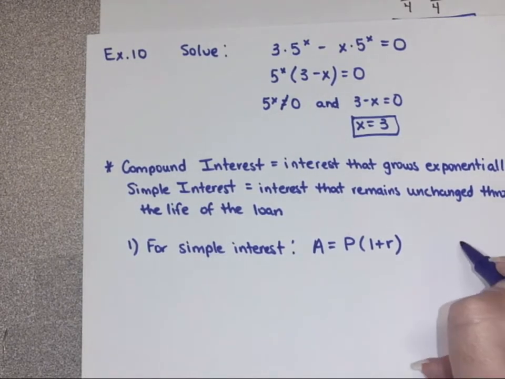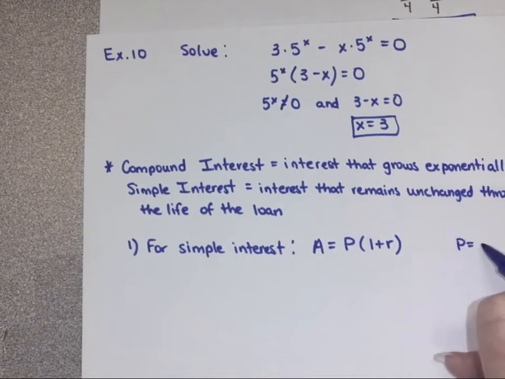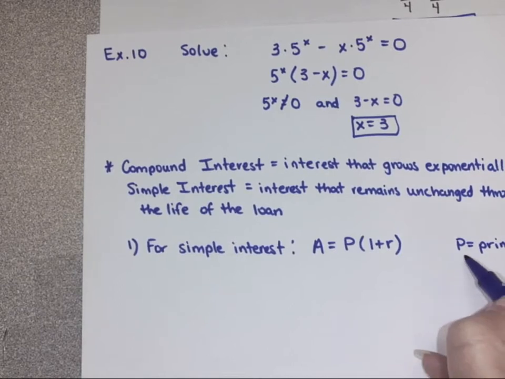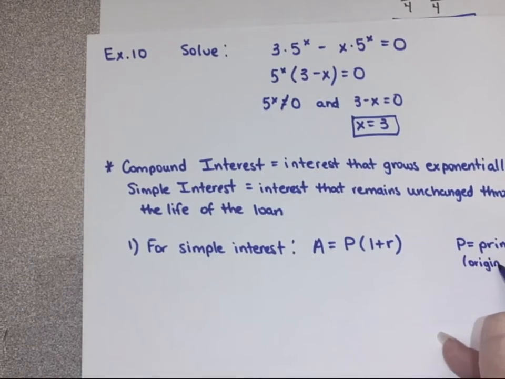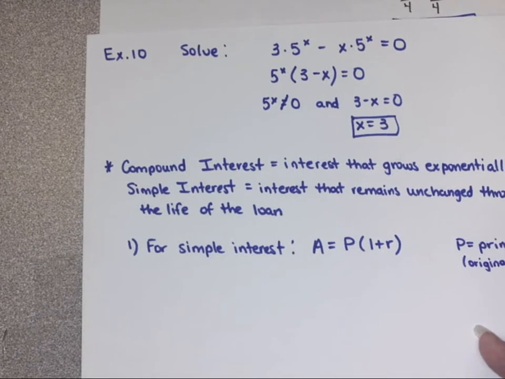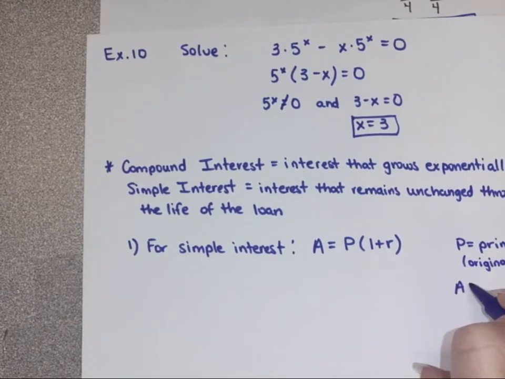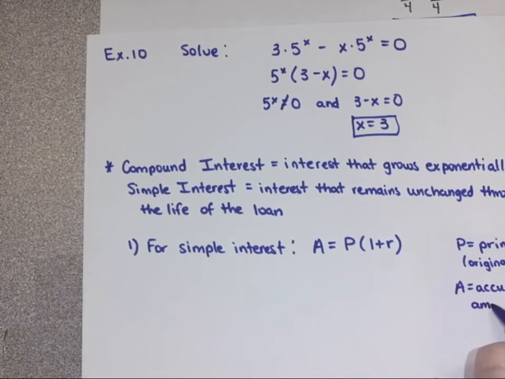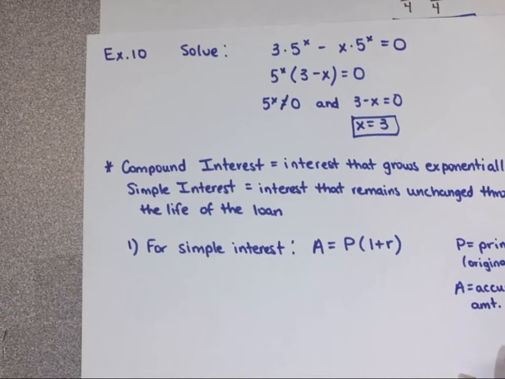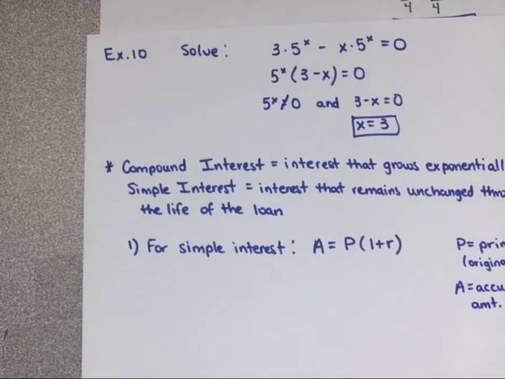Okay, so let's define what these are because we're going to be using these letters over and over. So P is the principal. Okay, another way to say this is the original amount. A is what we call the accumulated amount. I'm going to abbreviate that like that, but it's always the final amount. It's the amount in the account after interest has been added.